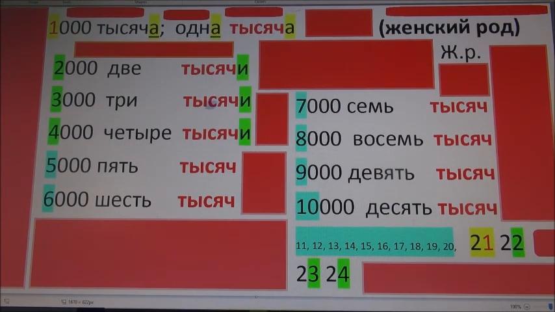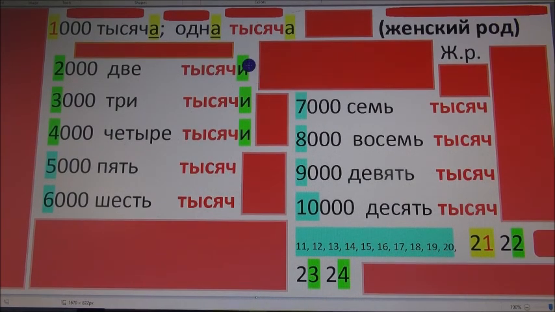These three types: a in one digit, one, одна. E in 2, 3, 4, тысячи, тысячи, тысячи. And all others up to 20 will not have an ending: тысяч, тысяч, тысяч, тысяч.